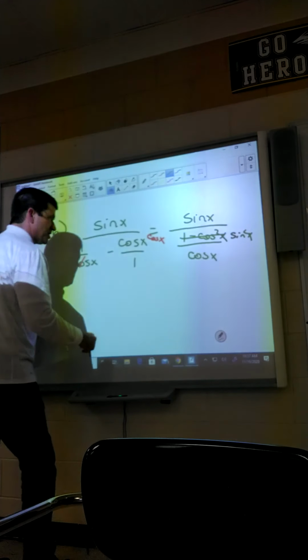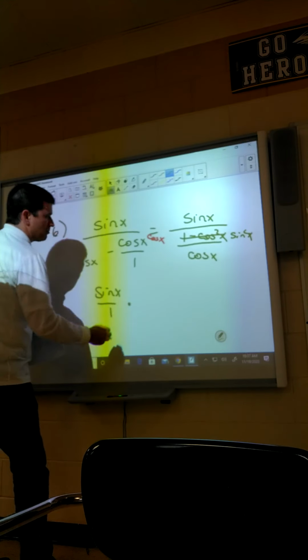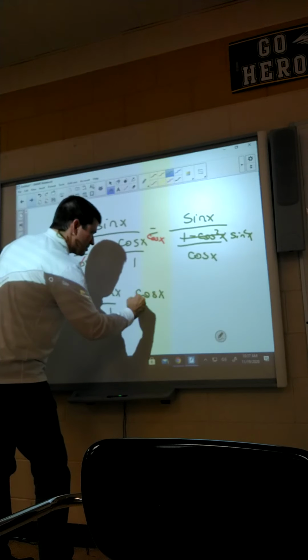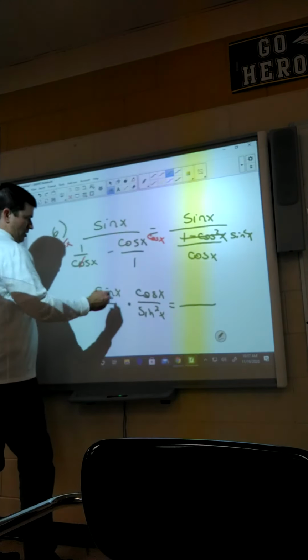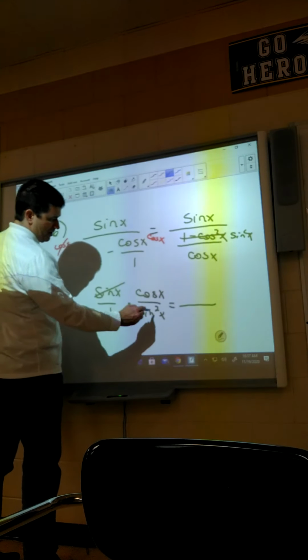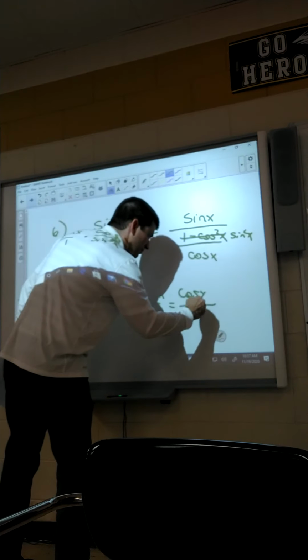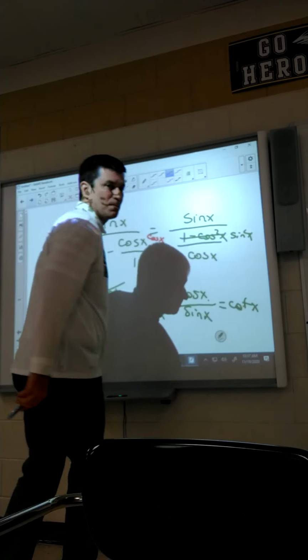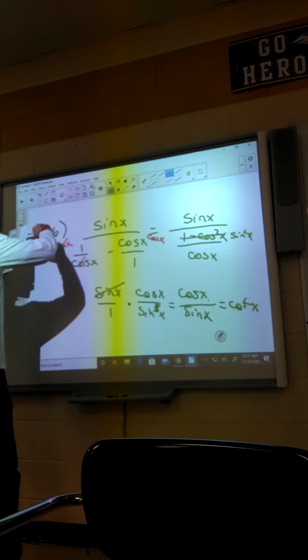So now let's do keep, change, flip. I got sine x over 1 on top. I flip the bottom, that's going to put cosine x over sine squared. One sine cancels out there, and one sine cancels out there. So I'm left with cosine over sine, which is the same thing as cotangent. How long's my video so far? 5 minutes, doing good. All right, let's do 7.